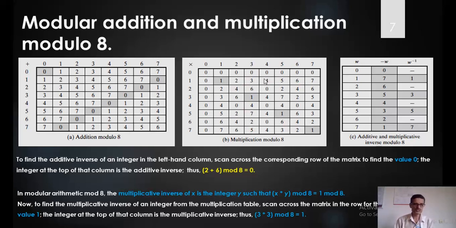Now, by using this particular operation, we can identify what are the additive and multiplicative inverses of each number. That is 0 to 7, whatever the number I have, I'll write right here, that is taken as W. What are the additive inverse and multiplicative inverse under the mod operation?